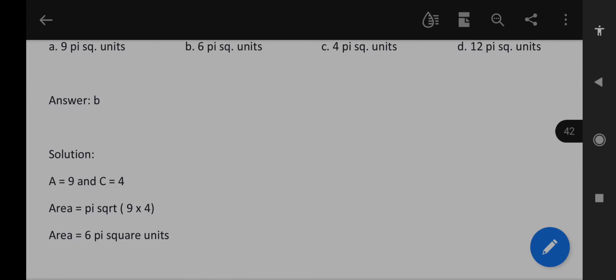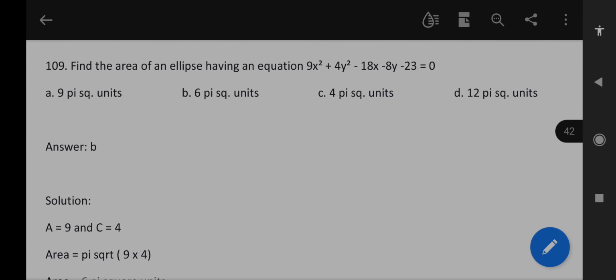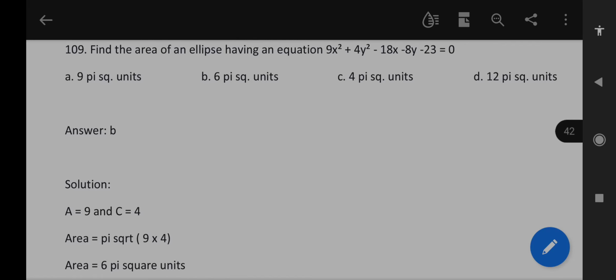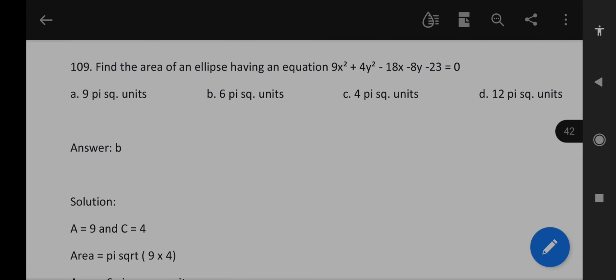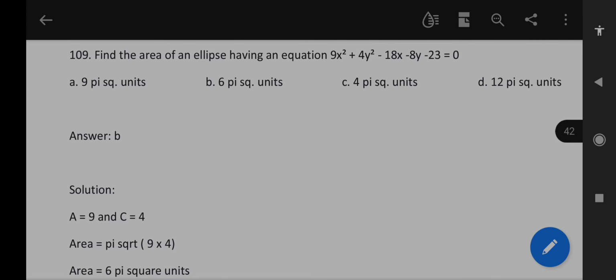Kaya mangyari, area is equals to 6 pi square units. Letter B. Ganun lang siya ka-simple. Okay? Area ng ellipse ha. Yan na ang solution. Yan din yung tanong and sagot. Letter B. 6 pi square units.